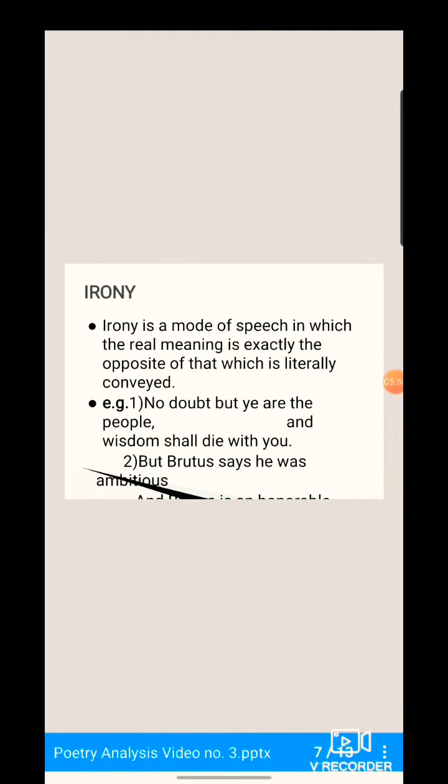For example, "No doubt, but ye are the people, and wisdom shall die with you." Here, though the speaker appears to be praising the persons spoken of, he actually is making fun of them, or he is ridiculing them. "But Brutus says he was ambitious, and Brutus is an honorable man." This is a very famous example of irony from Shakespeare's Julius Caesar.